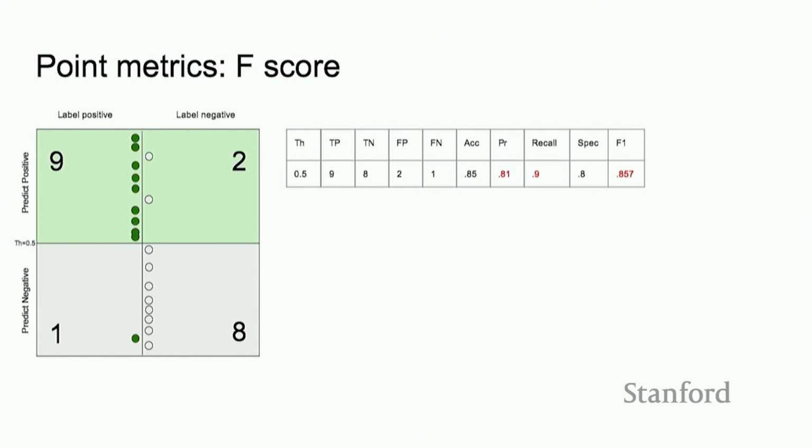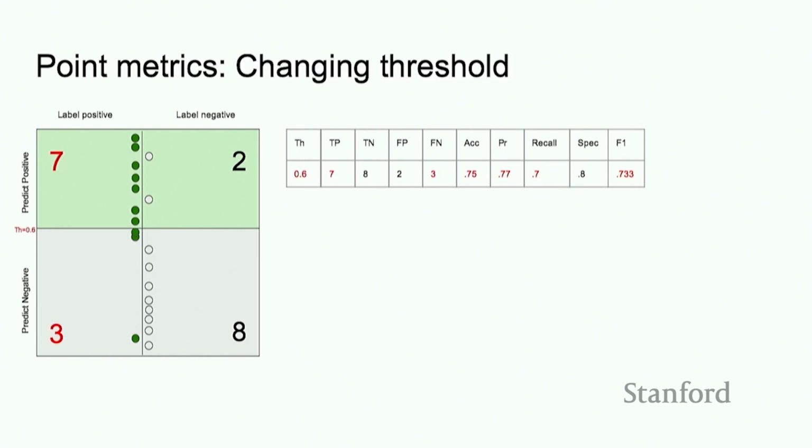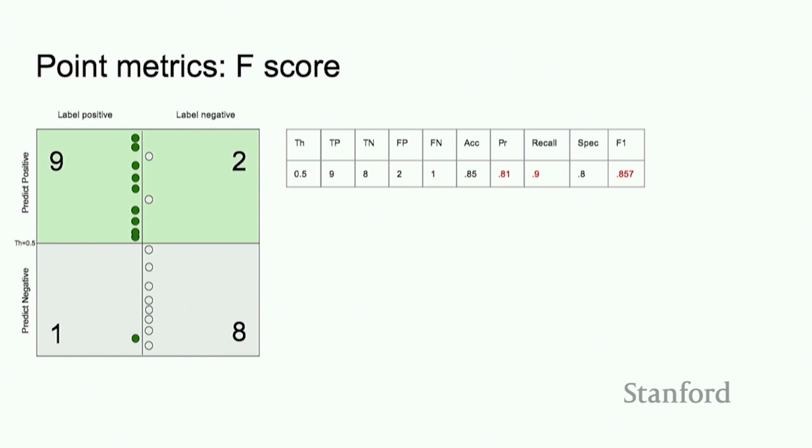Let's say we move it up to 0.6. Right? If we were to choose a different threshold, then some of these numbers change. So the metrics that changed are highlighted in red. I'm going to go back one slide for you to compare again. Right? So this was with threshold equals 0.5.